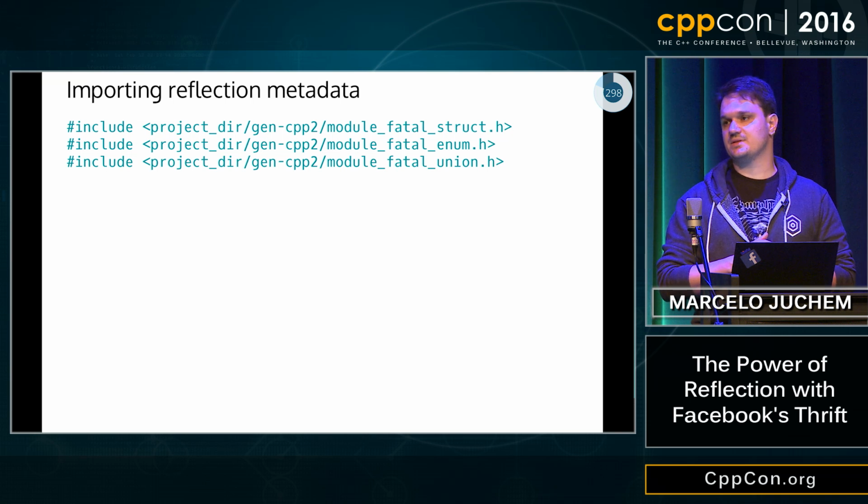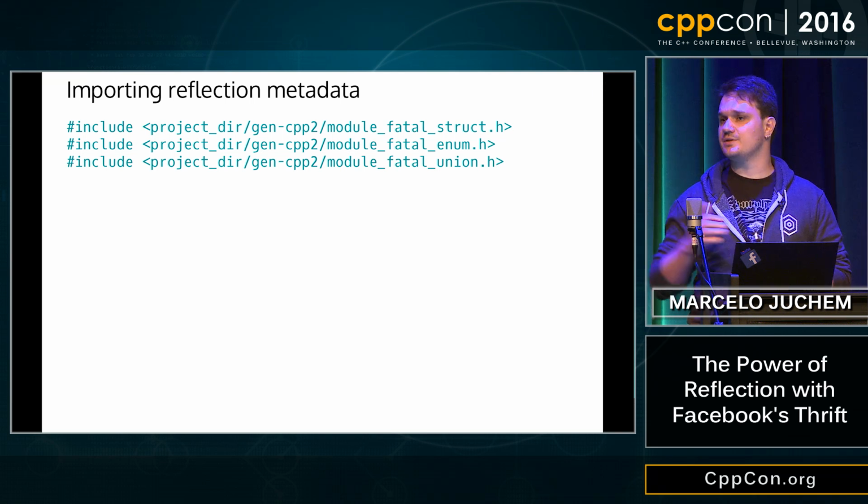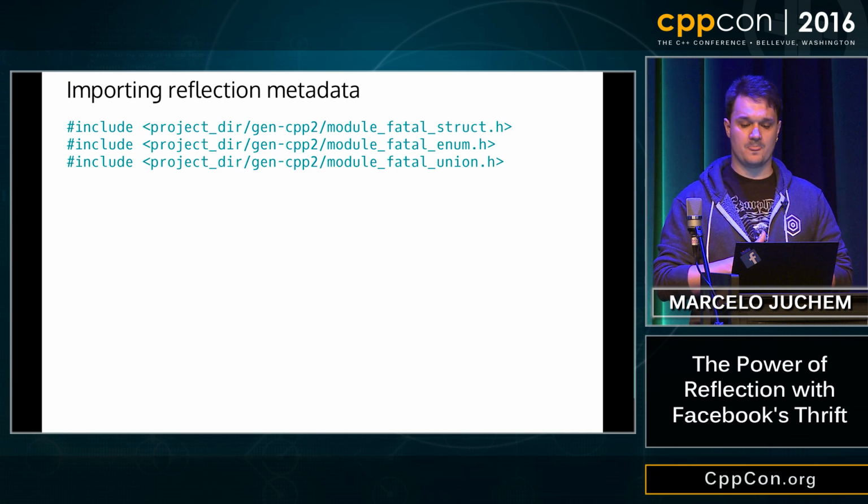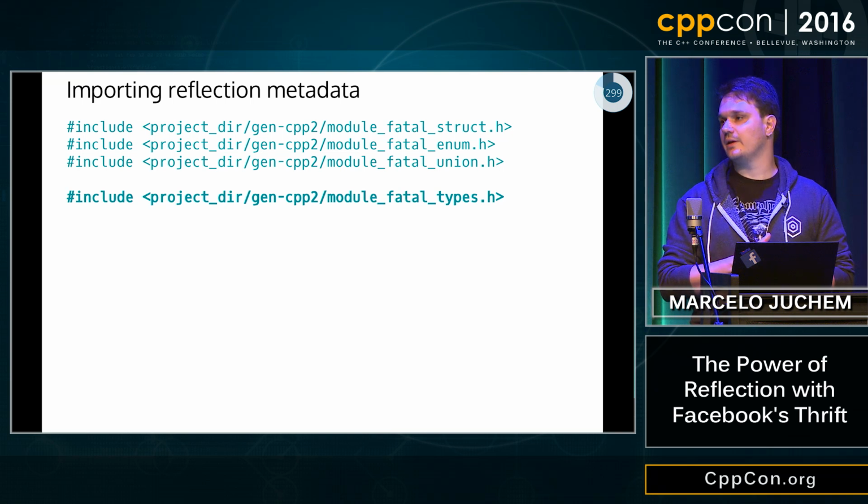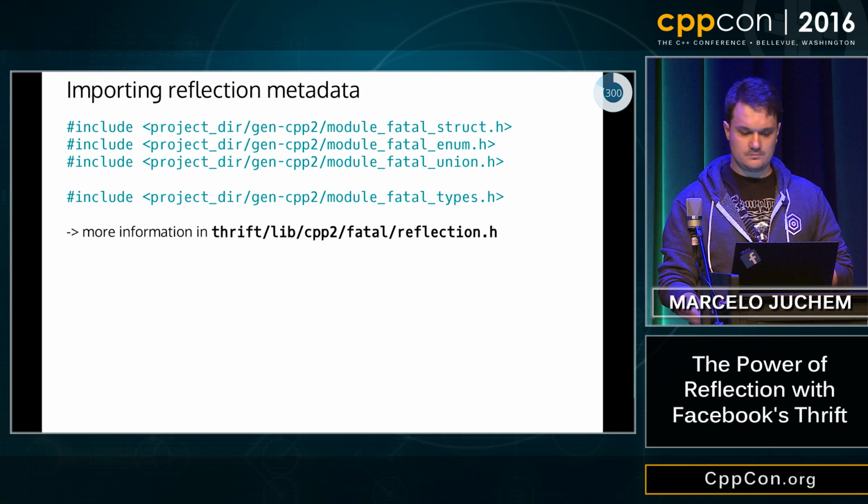The reason we separate that is because maybe you're not interested in all this metadata, just in a few of them, and you don't want to pay the build time price for including all of it. But if you do, there's a handy header called underscore types that you can include to have all of this. There's more information in the source code.